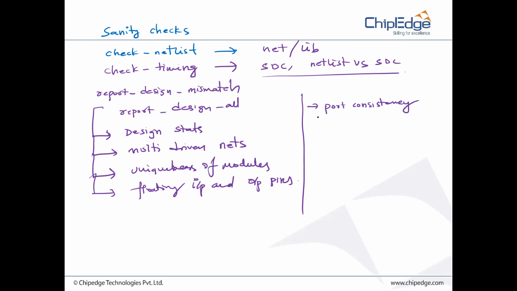Port consistency between SDC and your netlist. This is what check_timing is doing, right? Unconstrained input and output ports. If the delays are missing, that also it checks. Unconstrained also it will throw. Unconstrained inputs or outputs, something like that. It will tell no drive or no load like that.